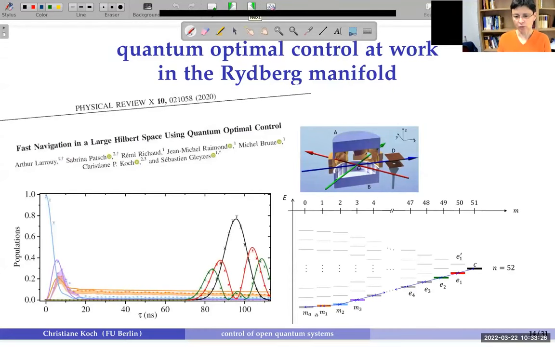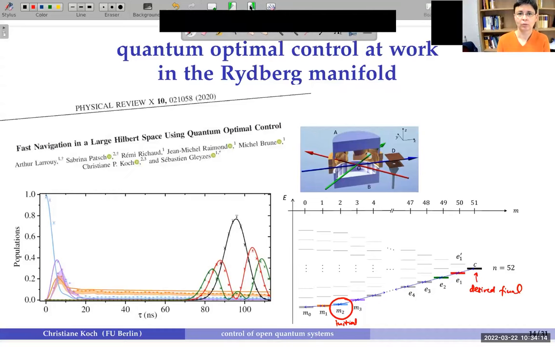So our goal was to go from the initial state, which is where laser excitation brought them, to this desired final state. Here's a pulse that our experimental colleagues have used before, not optimized. It's something akin to a pi pulse, but for this 50 level ladder. And you see that if they would stop their field here, this is the best that they would get. It's something like 80%. So this is what you could do without optimal control.